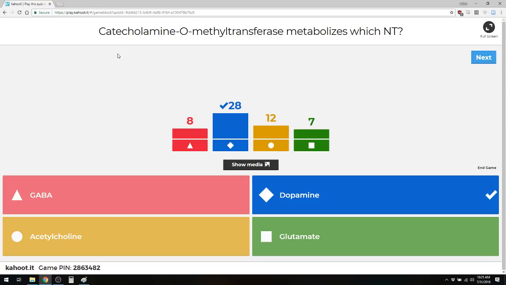Actually, there's a GABA transaminase that would affect that. Acetylcholine is metabolized by acetylcholinesterase. Glutamate, there's glutamic acid decarboxylase, which actually helps to convert it over into GABA. That gets outside of our roles here. But again, COMT metabolizes these catecholamines.